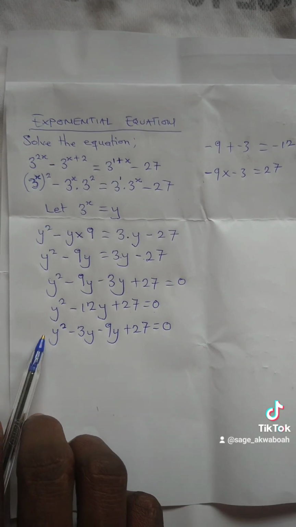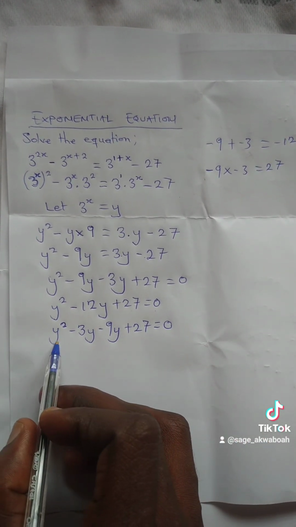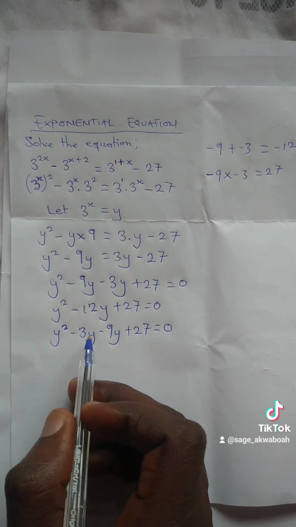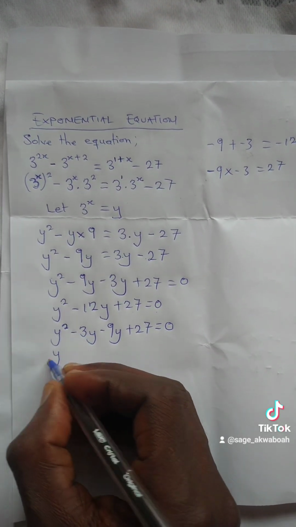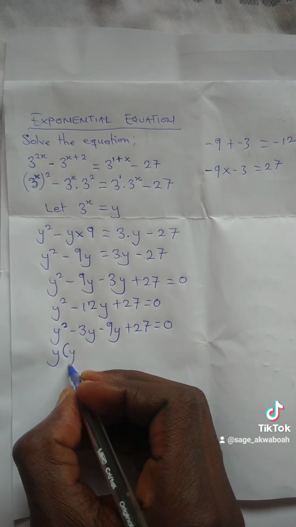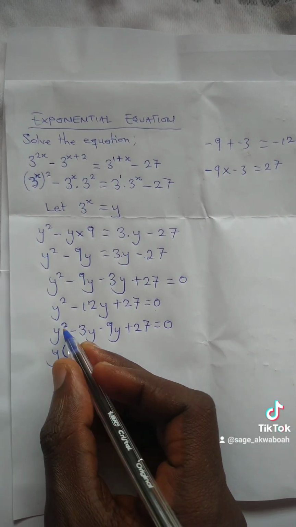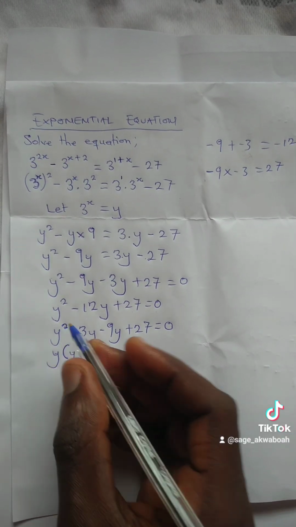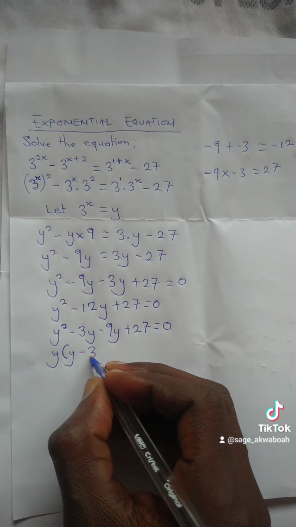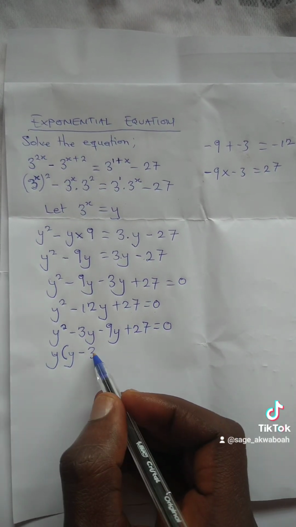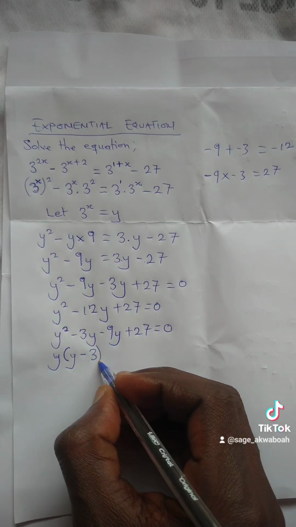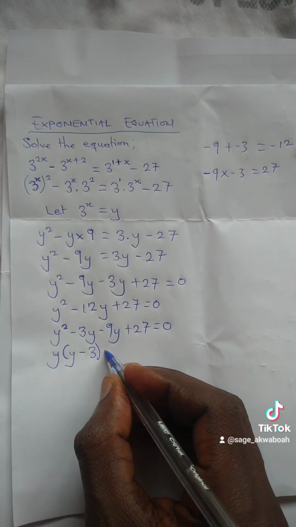So what we do here is, for the first two terms, we look for the common factor there. We have y squared and y, so we can see y is a common factor. So we put y outside the bracket, we put y here, y times y gives the y squared, minus 3, because y times minus 3 gives the minus 3y in this equation. We close it and we bring what we have here.